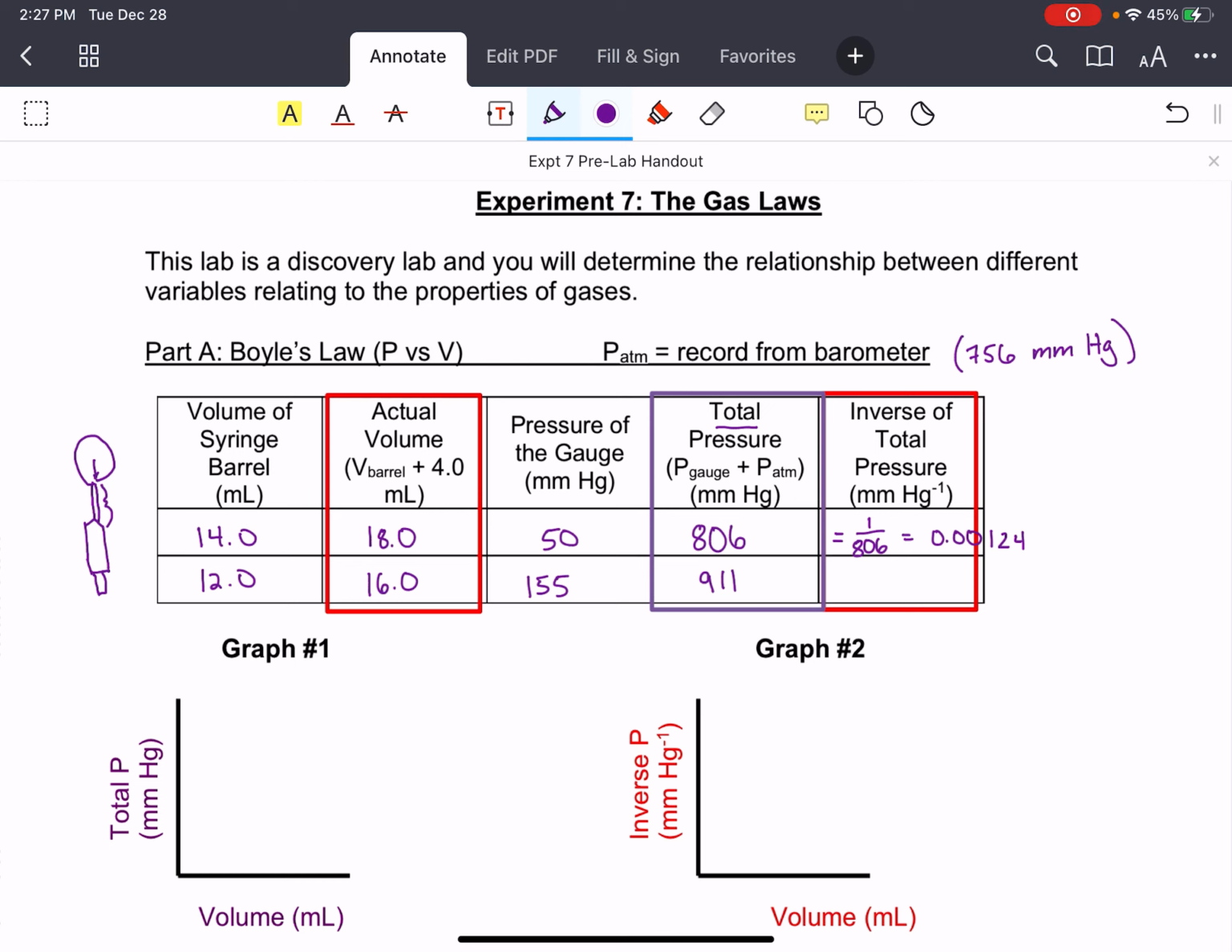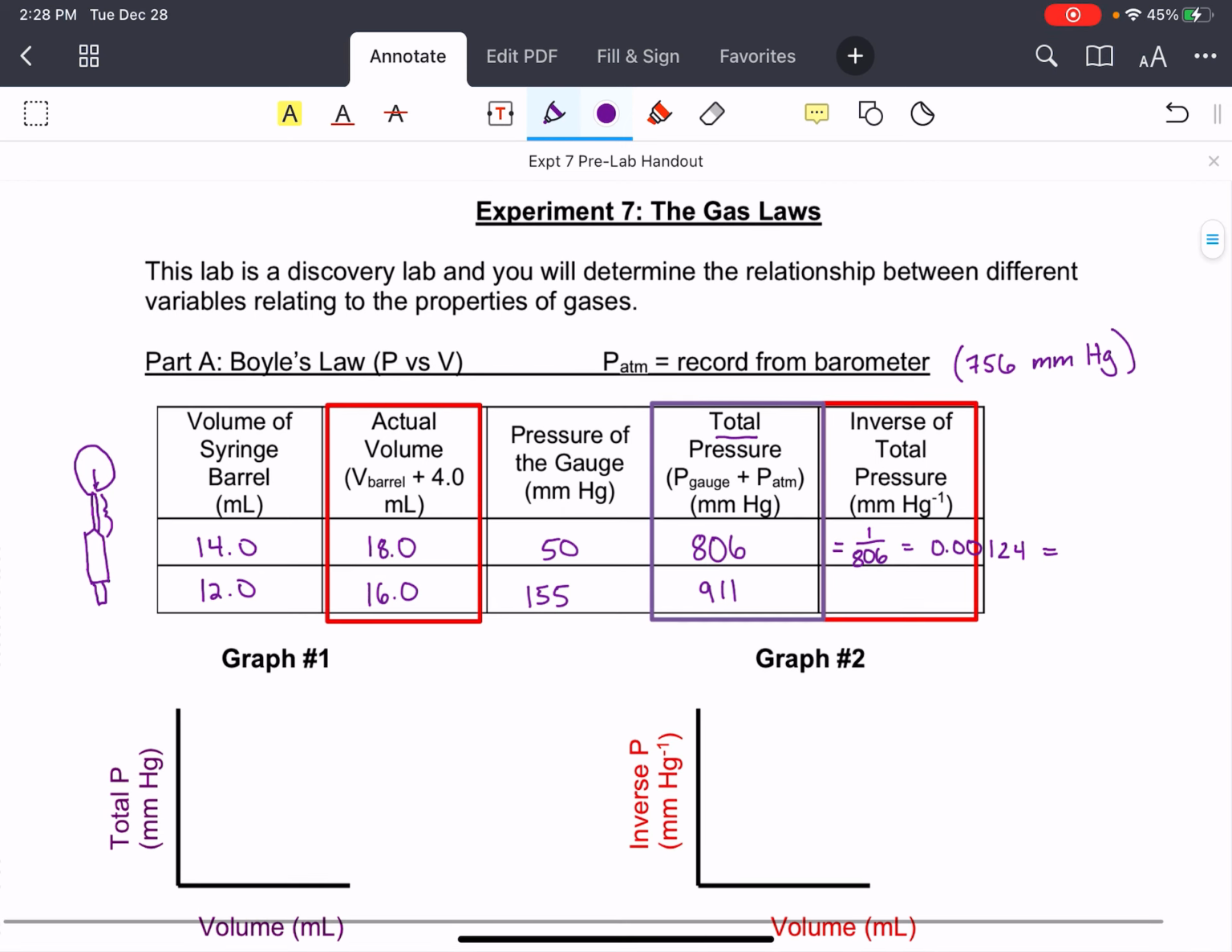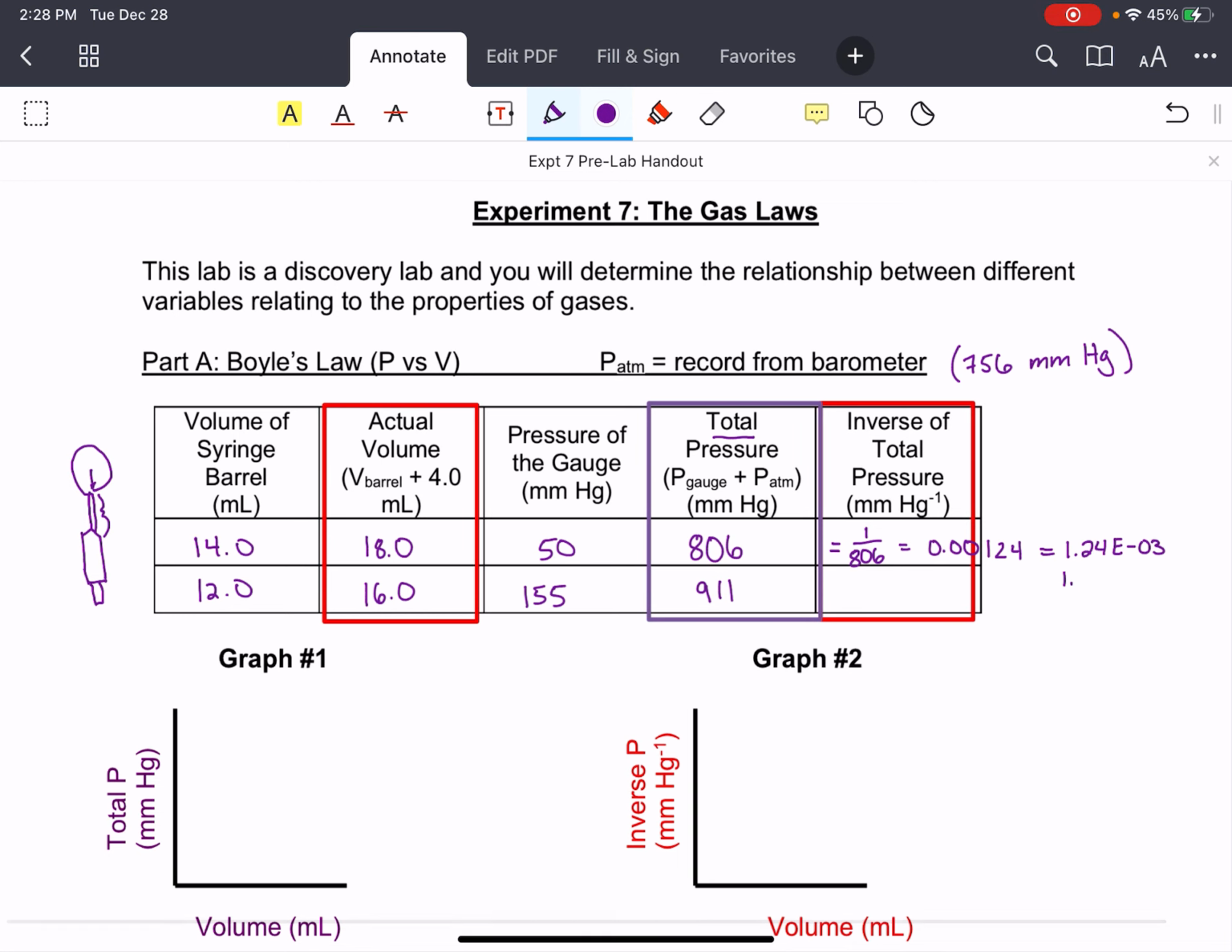Sometimes Excel will rewrite this in scientific notation, so you might also see something like 1.24 E minus 3, and what this means is 1.24 times 10 to the negative third. So don't be alarmed by this notation. This is perfectly normal. It's just Excel's way of using scientific notation. And we can do this for all of our data points, just 1 over our total pressure. You can even type in the cell if you are comfortable with Excel.